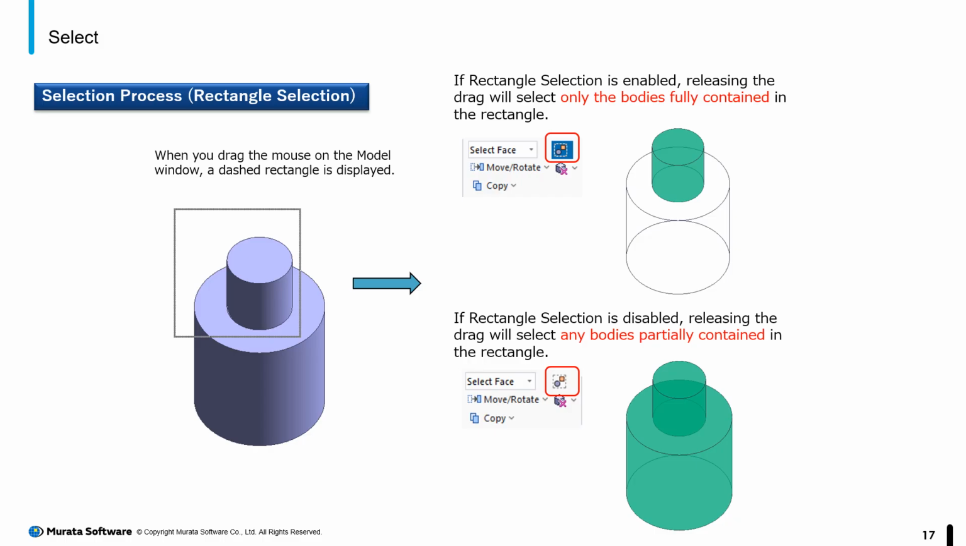There are two modes for area selection. When area selection is enabled, only those bodies that are completely contained within the area are selected. On the other hand, if area selection is not active, any body that intersects with the area, even partially, will be selected. You can choose either mode to use based on the situation.